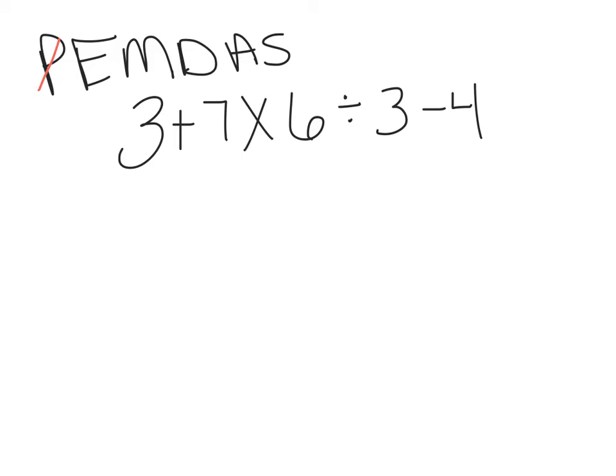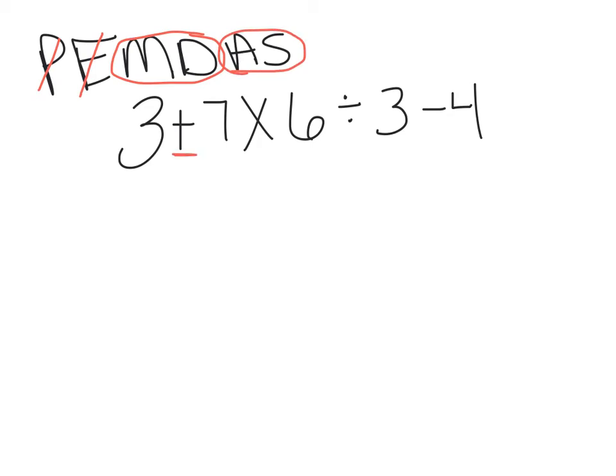I might get a different answer, and we all want the same answer. That's why mathematicians did this. There are no exponents in this, so we are all done with our exponents. Now remember, I said that multiplication and division, they're a package deal. We have to do them left to right.